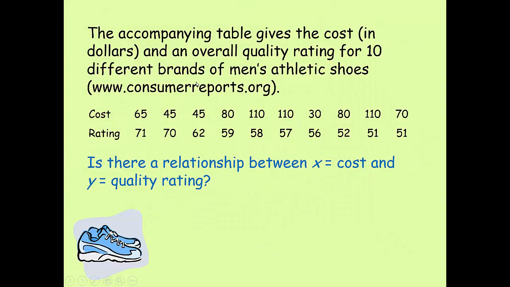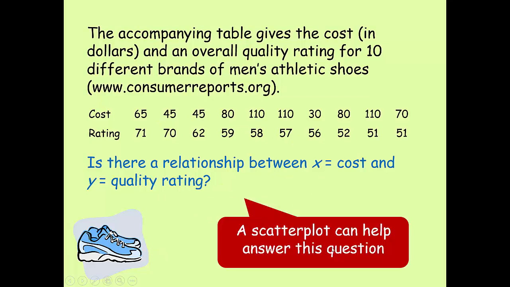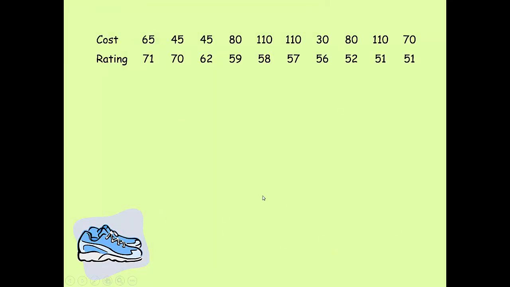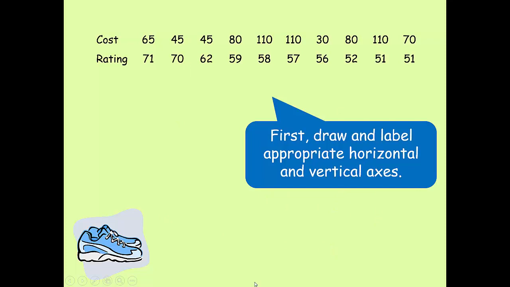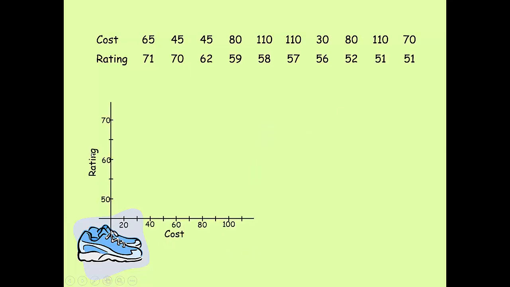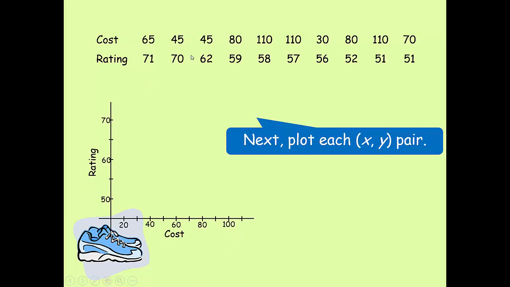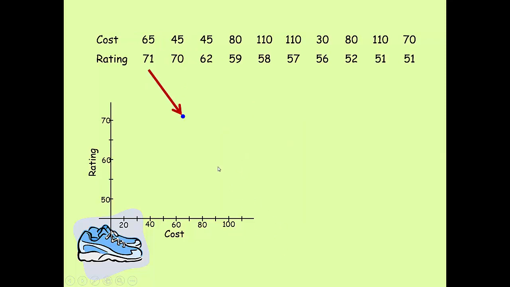So the table below gives the cost and overall quality rating for 10 different brands of men's athletic shoes. So I have a cost and I have a rating. I want to see if there's a relationship between cost and rating. Well, with a scatter plot, you could see this very easily rather than just staring at a pile of data. So you first draw and label your axes. I have cost versus rating. Does rating depend on cost? Now I plot each one of these as an XY pair. So in other words, 65, 71 would be this data point. And I do that for all of these.